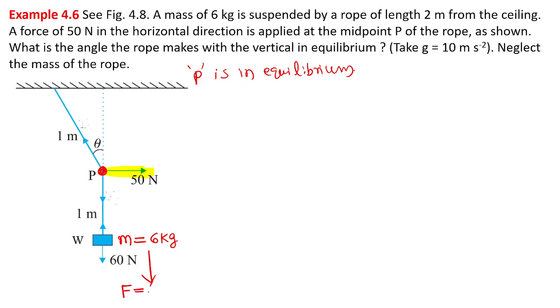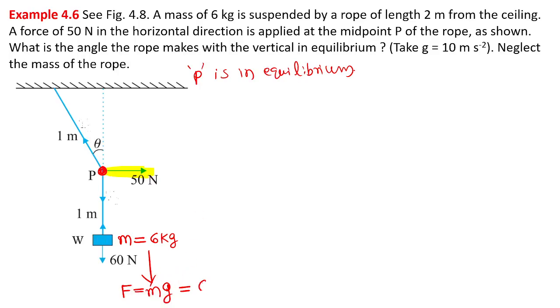The weight of the body you have studied, it is mg. You studied in the lower classes: a body has mass m, its weight downward will be mg. We studied force equal to mass into acceleration. So if the body is kept like this, the downward acceleration is g. The earth exerts an acceleration g. So the force, weight of the body, is mg. Just memorize: weight of the body is mg.